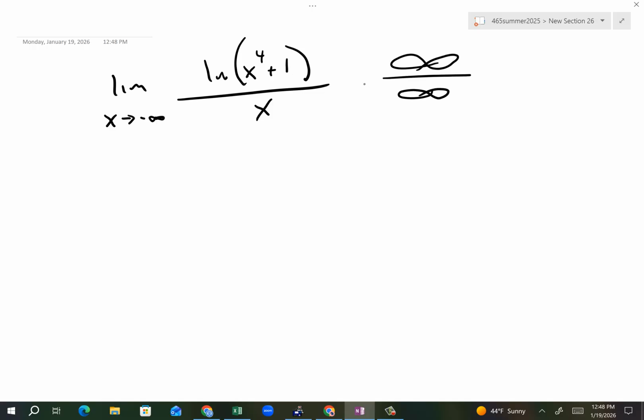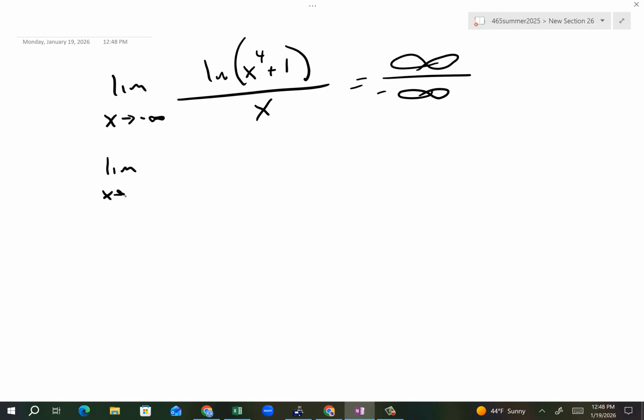Here's one, kids. The limit as x approaches negative infinity of the ln of x to the 4 plus 1, over x. Infinity to the 4th is infinity, plus 1 is infinity. The ln of infinity is basically infinity. So we should, well, technically negative on the bottom. Either case, it's a problem. Okay? So let's take the derivative.